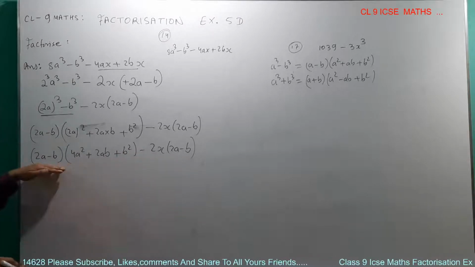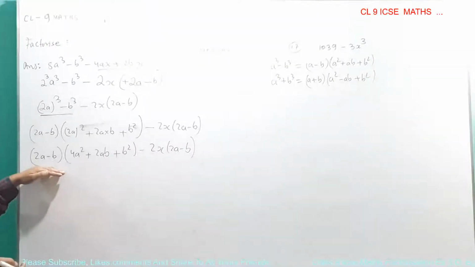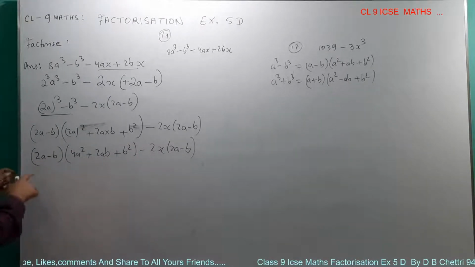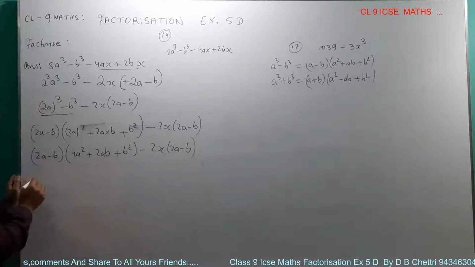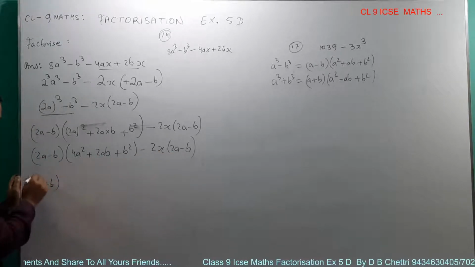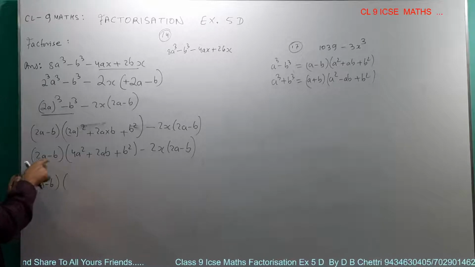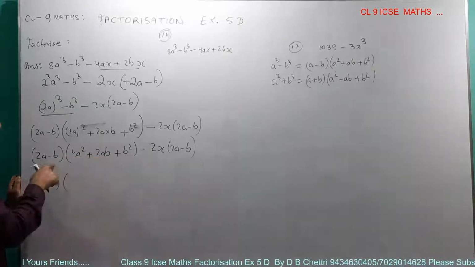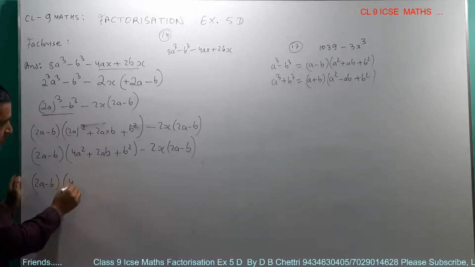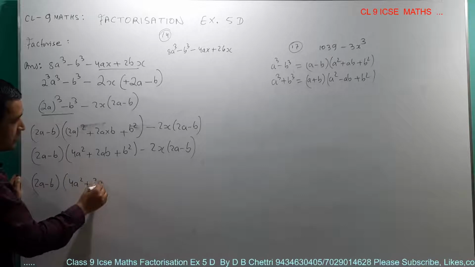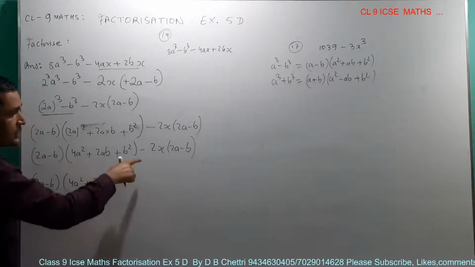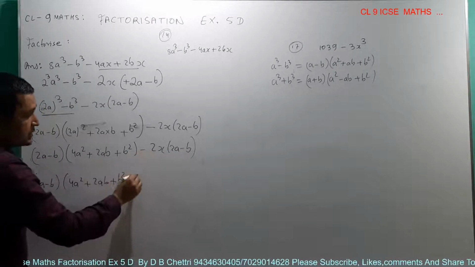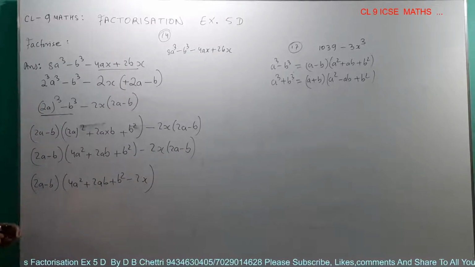Now take the same factor out of the group, that is called the common factor. Our common factor from these two groups is 2a minus b. Now we are taking 2a minus b as common. Now what is left from here? After taking 2a minus b common, let's copy the left terms: 4a² plus 2ab plus b². Then what is left from the other group? After taking 2a minus b as common, what is left is minus 2x. Now factorization is complete.